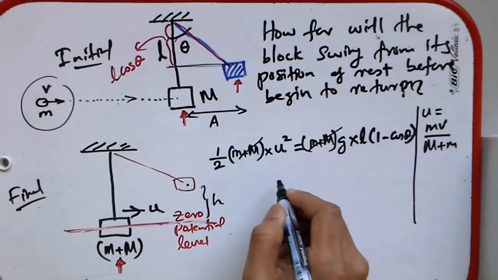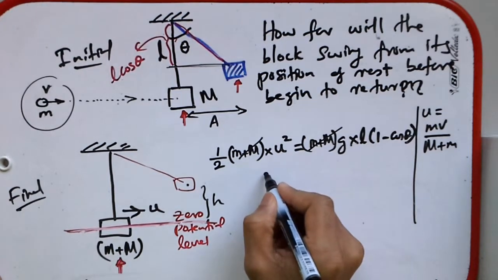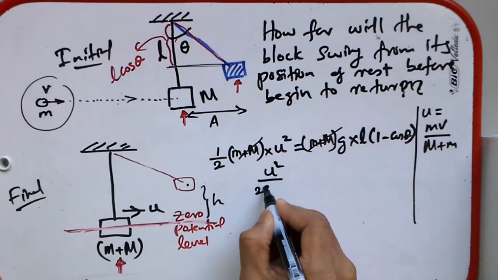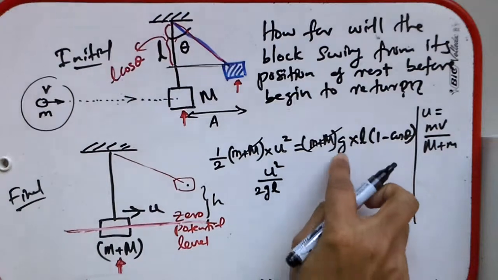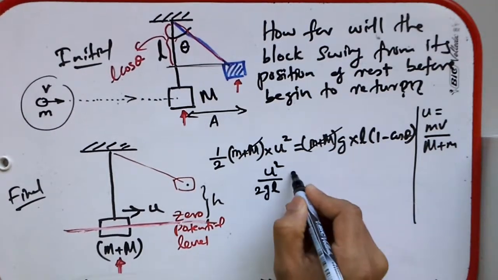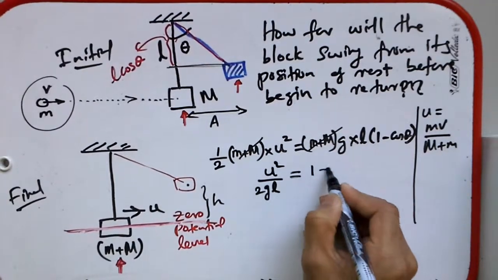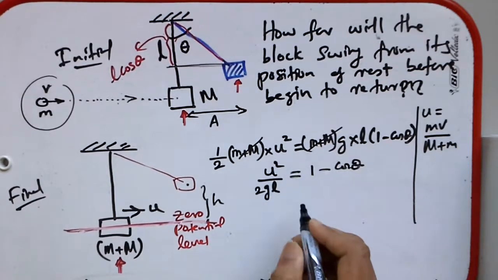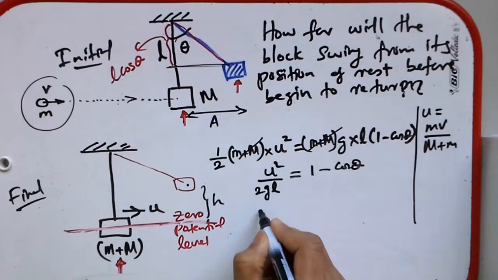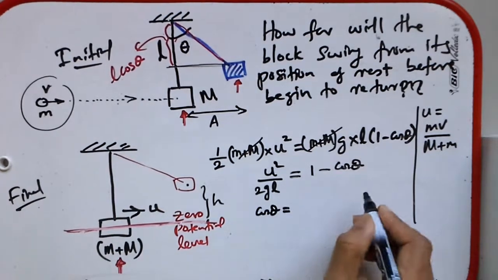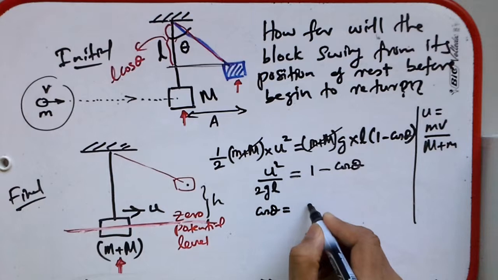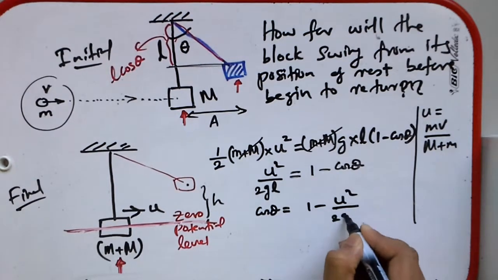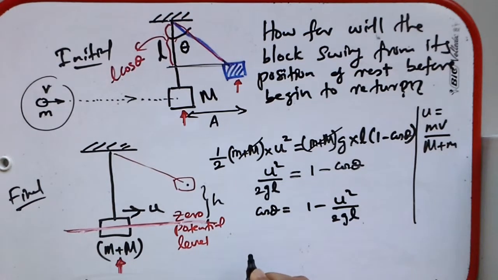So you will obtain what? U squared by 2gl, right? gl will come down. So this side you have 1 minus cos theta. Okay, so from here I can calculate the cos theta. Cos theta will become 1 minus u squared by 2gl. Am I right? Yeah.